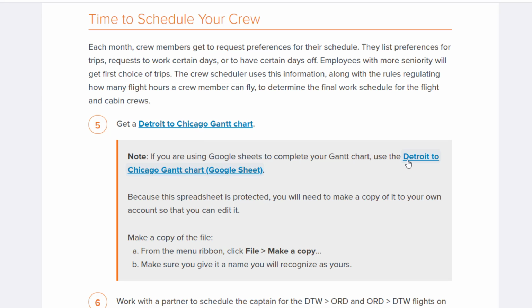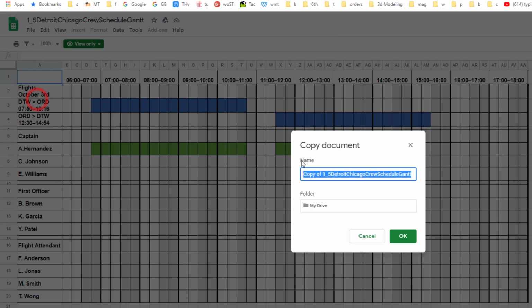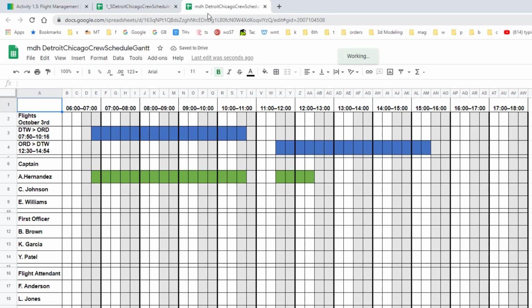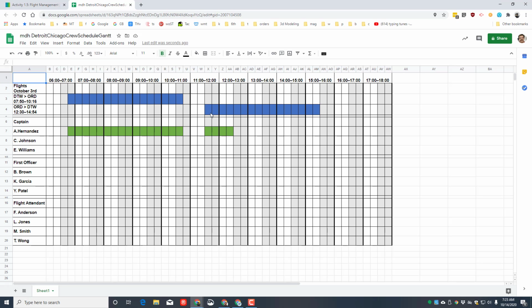We are going to use the Google Sheet. You can simply click it. When it launches, you need to do File, Make a Copy, and put your name in front of it. I'm going to put my initials, MDH, saving it to my drive and telling it OK. Once you've got your file, you can close theirs to make it so you've only got the two windows to bounce between.